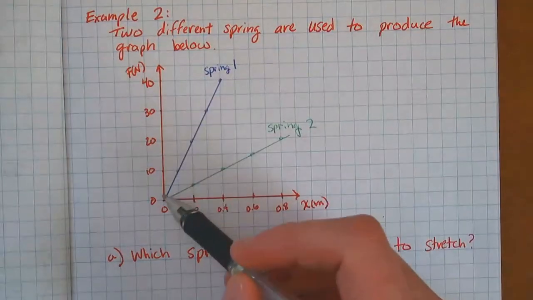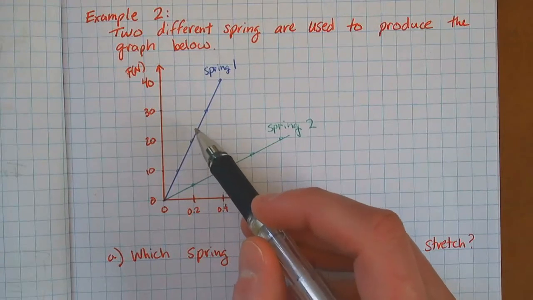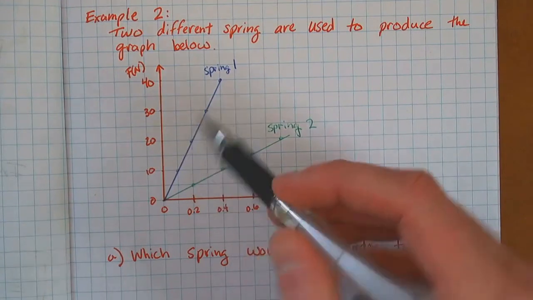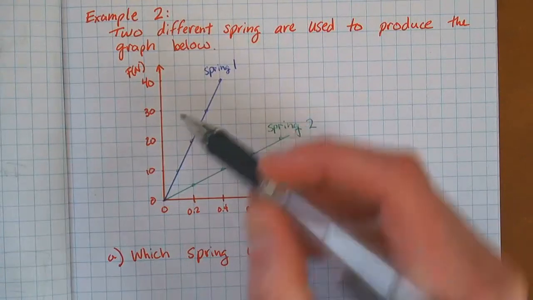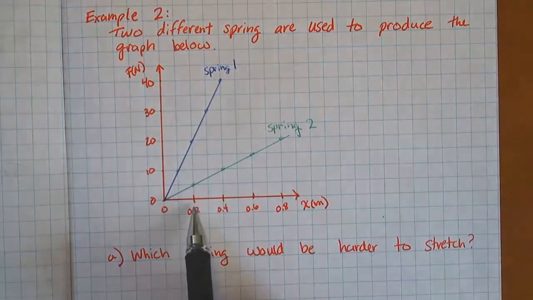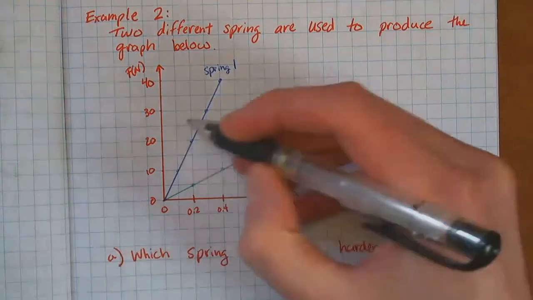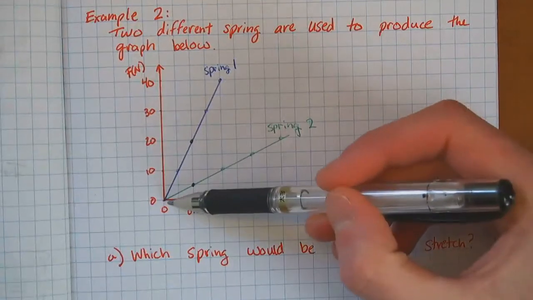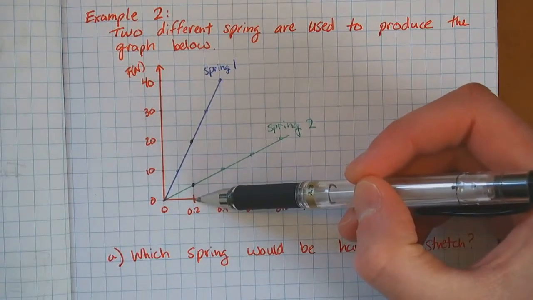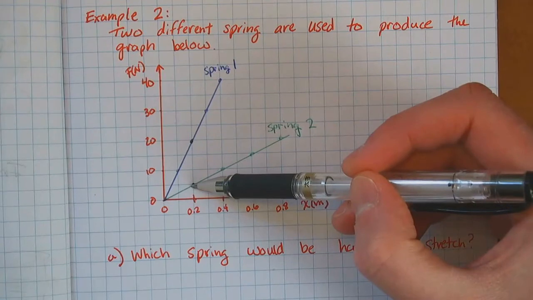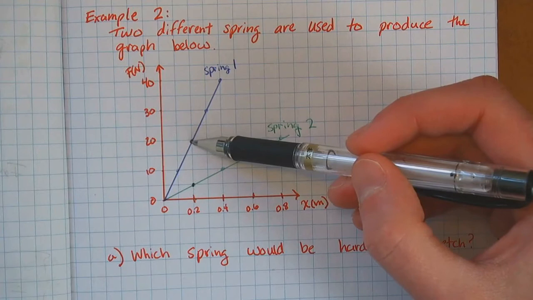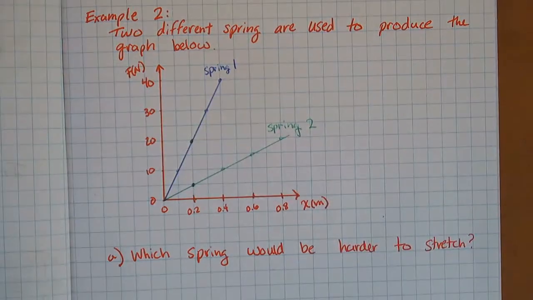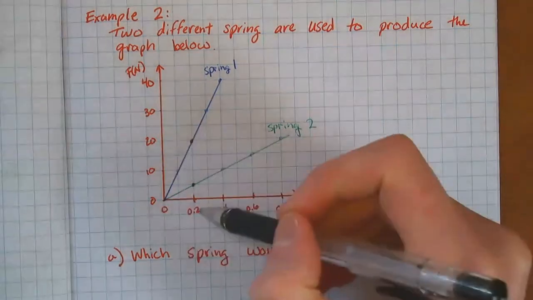If we look at this, this one has a steeper slope. That tells us the k is bigger, and so that one's going to be a stiffer spring. If we compare the two springs at this point, to stretch the spring 0.2 meters, so 20 centimeters, spring 2 only takes 5 newtons, but spring 1 would take 20 newtons. You have to apply almost 5 times as much force to get spring 1 to stretch 20 centimeters.